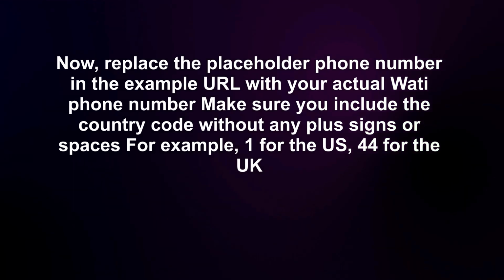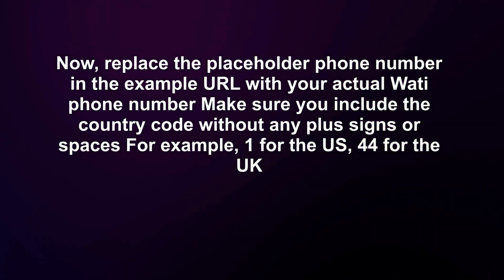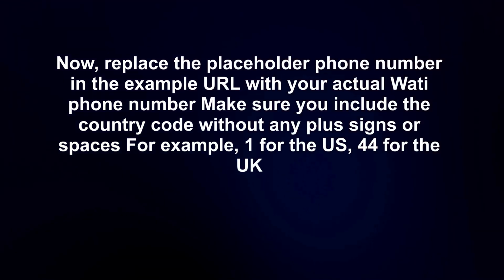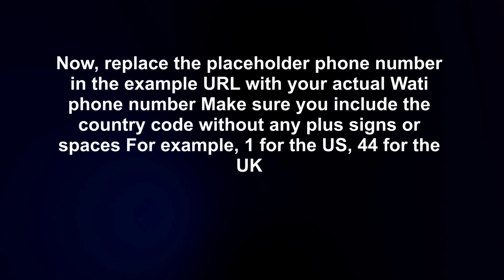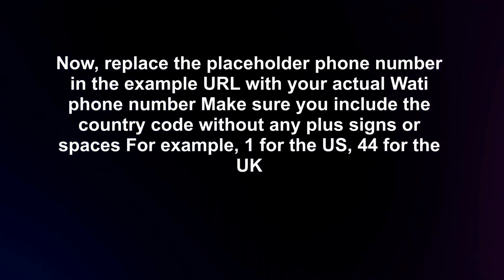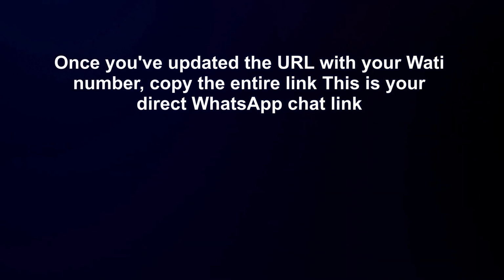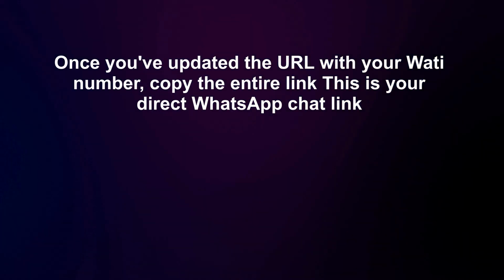Now, replace the placeholder phone number in the example URL with your actual Wati phone number. Make sure you include the country code without any plus signs or spaces. For example, 1 for the US, 44 for the UK. Once you've updated the URL with your Wati number, copy the entire link. This is your direct WhatsApp chat link.